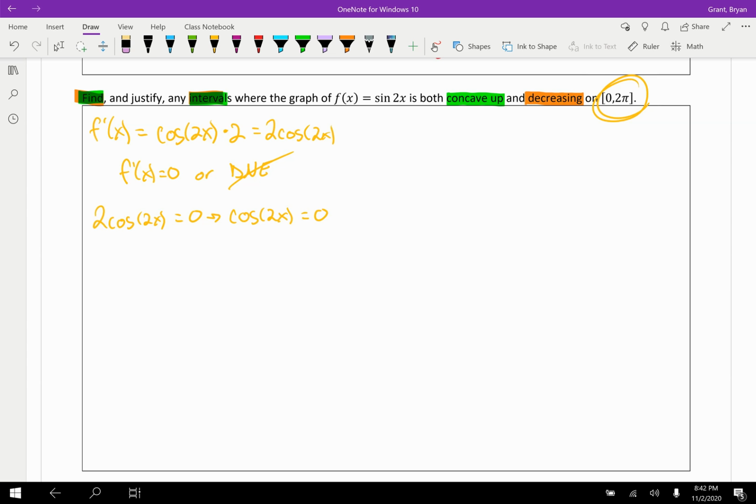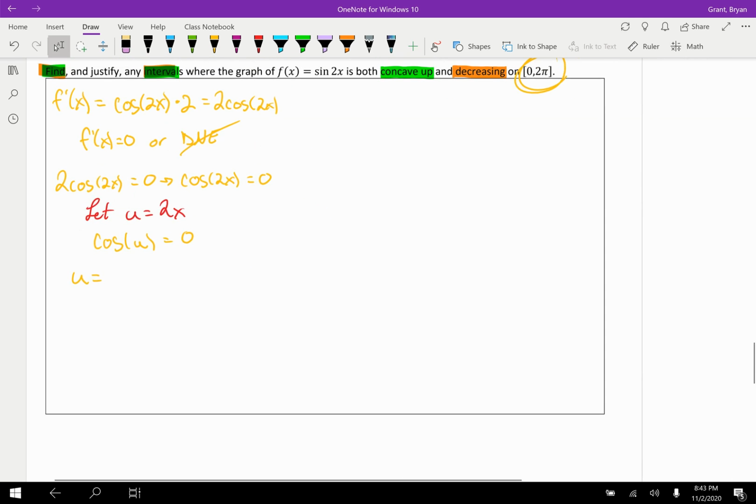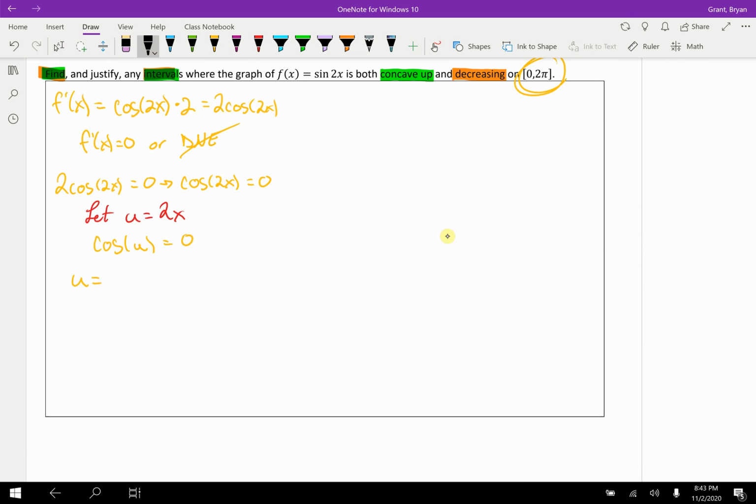So how do we do it? Well, I always bring it back to a u substitution. This is how I teach it in trig as well. So I'm going to say we're going to let u equal 2x. Okay, so that becomes cosine of u equals 0. And this we need to know at this point. And if you're not sure, I can draw a nice little unit circle, and I'm going to erase this, so you might want to draw it somewhere else. You can draw your unit circle.